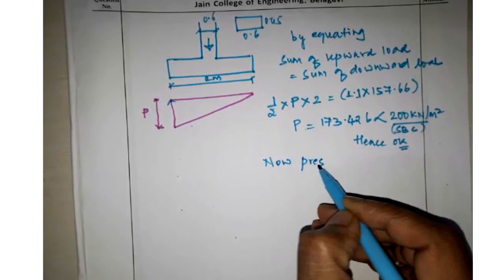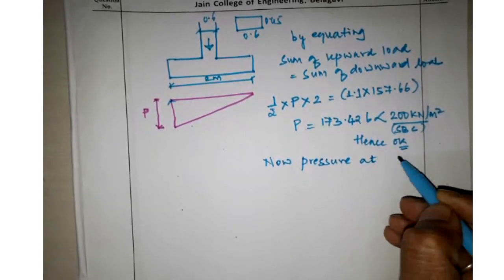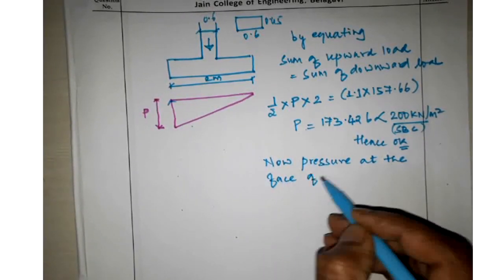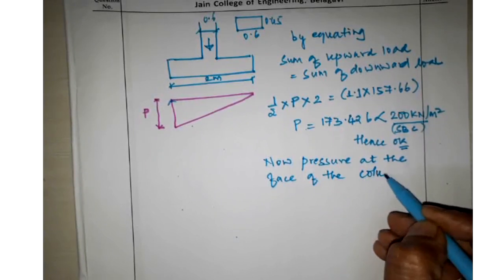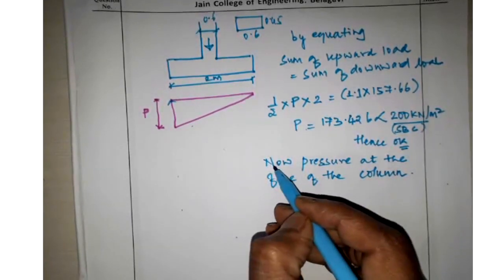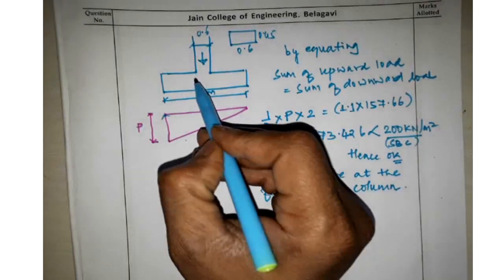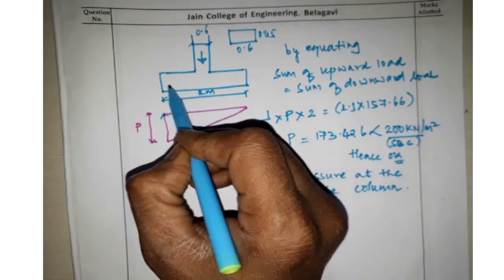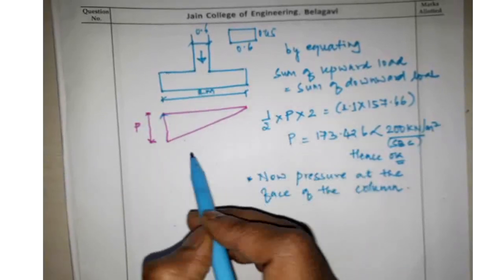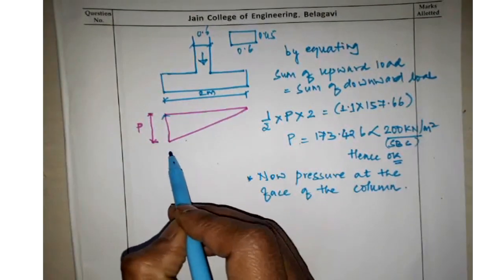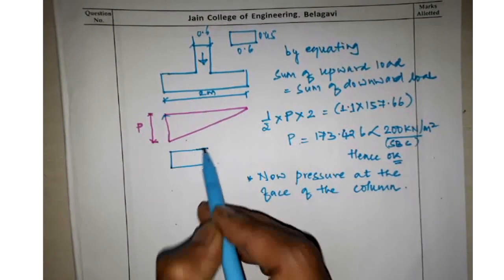pressure at the face of the column. Pressure at the face of the column. Okay, so now you have to find out what is the pressure acting at the face of the column, because this is a cantilever part. So I'll redraw this part here. Yes, this part. This is the cantilever part.